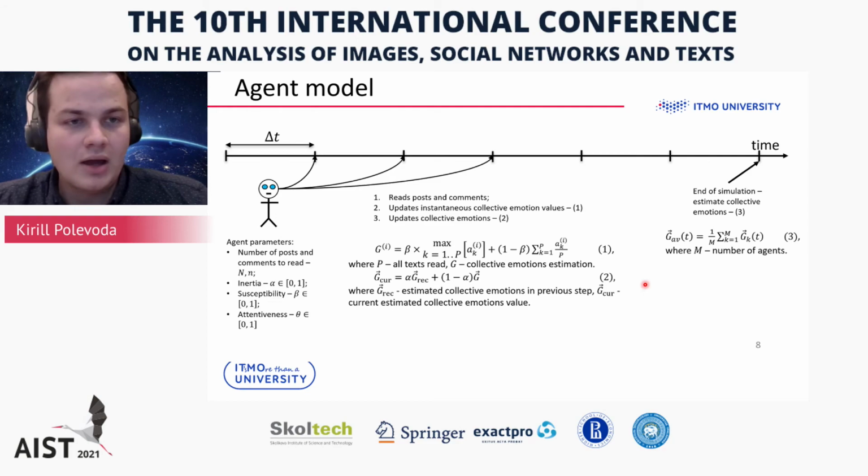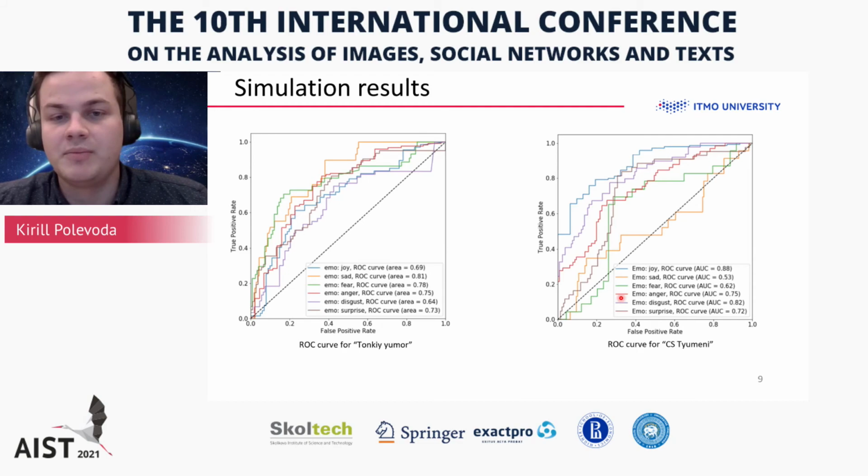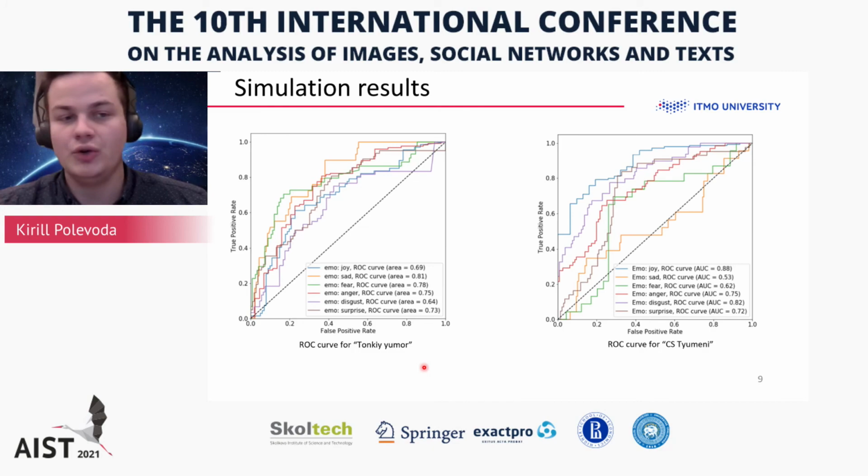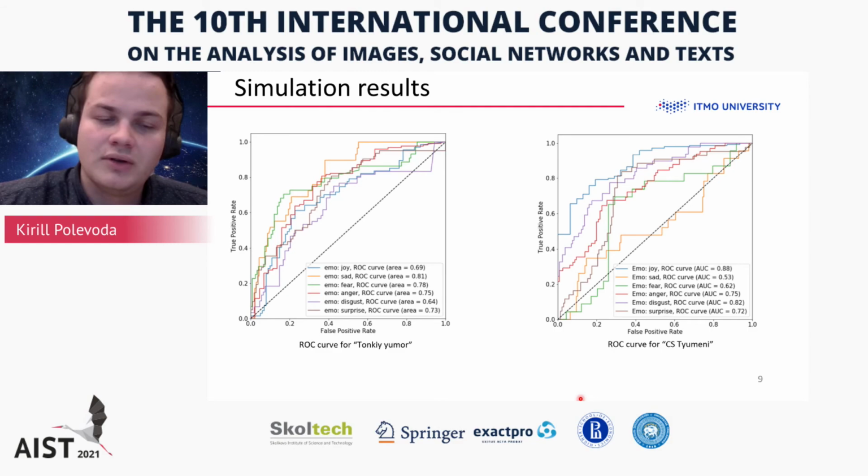To test this model, we conducted an online psychological experiment. We made expert markup for texts in two communities. The first community is Tonki Humor, the second community is Chess Many. And then we compared this expert markup with the predictions of our agents. And ROC curves for each of the emotions show kind of good results for almost all of the emotions, with area under the curve greater than 0.7.